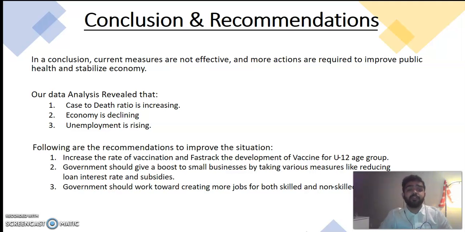Apart from that, the government can work on creating more jobs by negotiating with other countries or looking at how other countries cope with it, like the USA and developing nations like India and China.